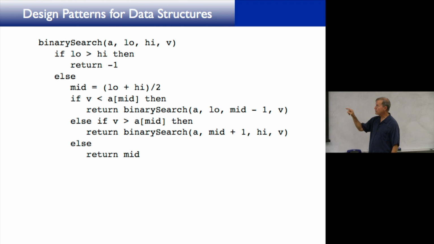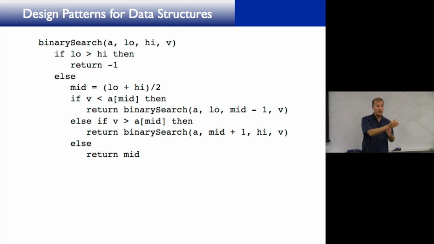Okay, so binary search. A is the array, low is the low, high is the high one, and V is the element that we're looking for. We're searching for V. And by the way, this is just pseudocode. I don't want to have to mess with all the syntax of C++. So how does the binary search work? Remember, here is low, here is high. So normally we're searching from low to high.